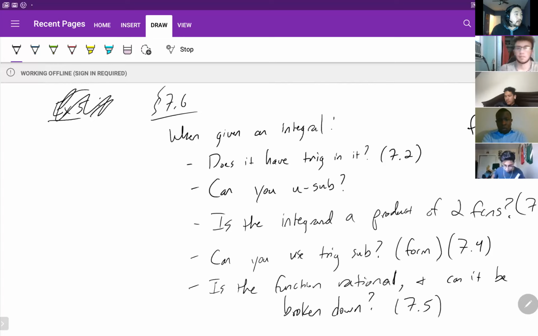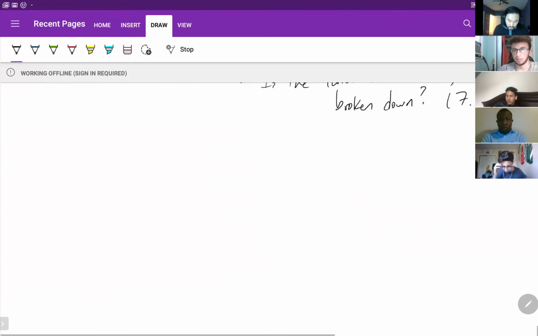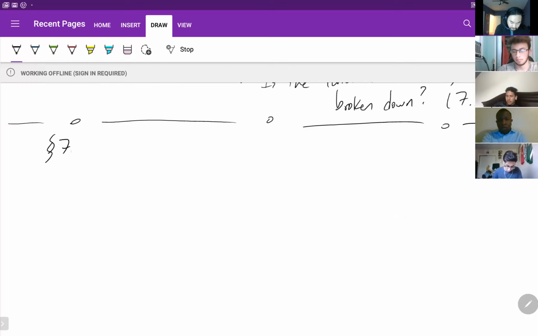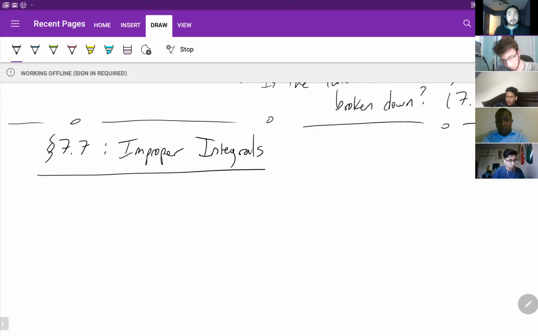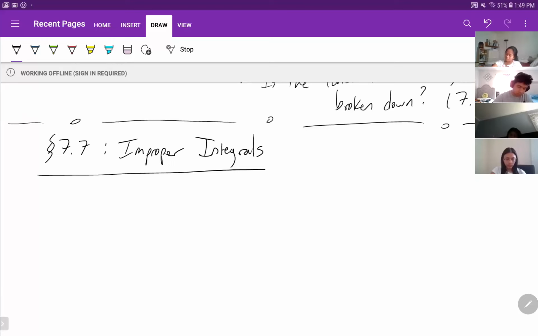All right, so that's it for partial fractions. In fact, that's it for the integration methods. But there is one more thing I have to talk about with integrals. It involves the integration methods that we just talked about. We are moving on to section 7.7, and these are called improper integrals.